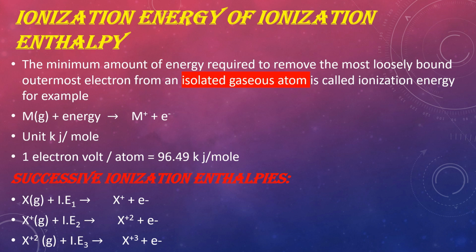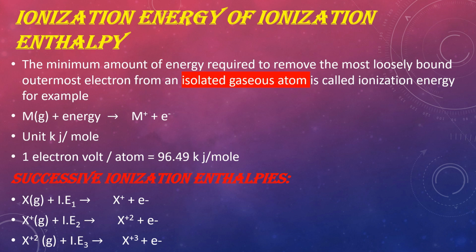The minimum amount of energy required to remove the most loosely bound outermost electron from an isolated gaseous atom is called ionization energy. First of all, you should know the meaning of isolated gaseous atom. Look, mostly metals form cations and have a tendency to lose electrons, so they are present in solid form in the crystal lattice. So first we have to convert the metal into gaseous form by supplying energy, and after that we remove the electron. This is the meaning of isolated gaseous atom in this definition.